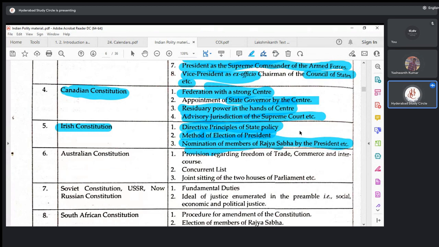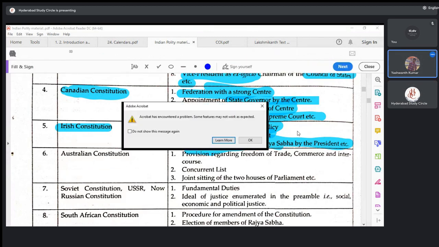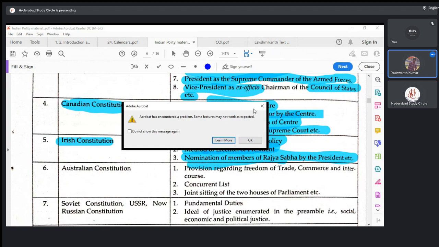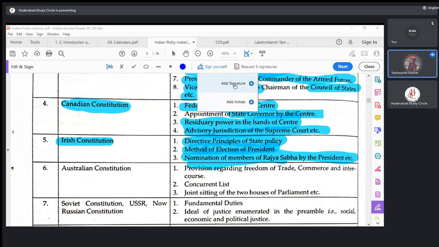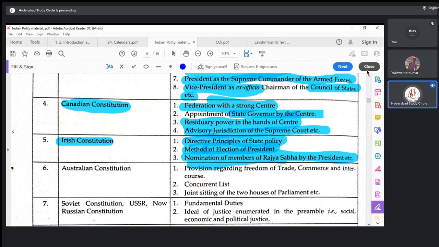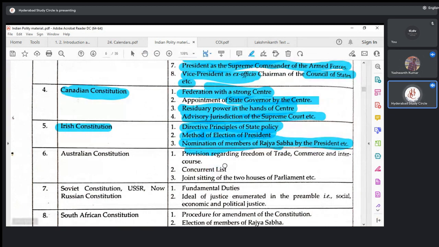How many members are there in the Rajya Sabha? 250. Out of these 250 members, 238 are elected and 12 are nominated. Please write down your notes. You won't remember; we have to revise and revise, then only we'll get it. There are 12 nominated members of the Rajya Sabha and 238 members are elected.